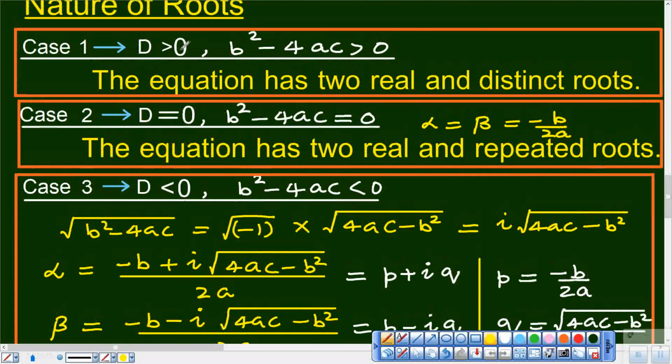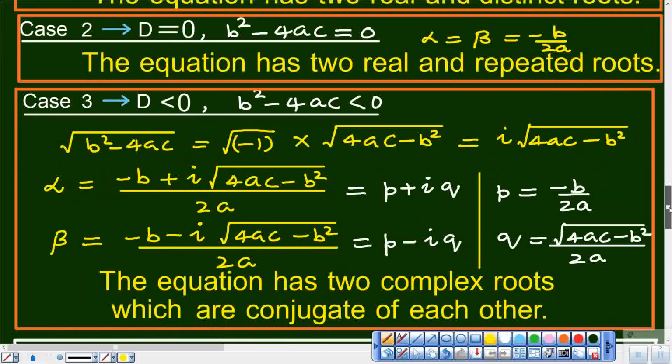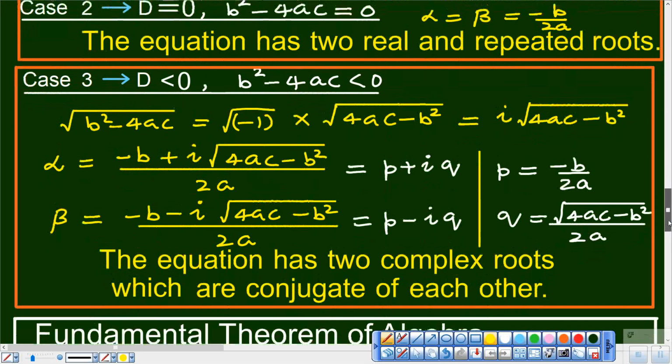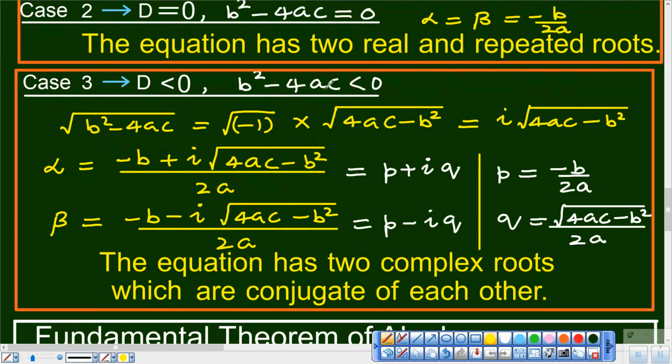In case 1, when the discriminant is greater than 0, it has real and distinct roots. In case 2, when the discriminant is equal to 0, it has real and repeated roots. Both the roots become the same, but it does not mean it is a single root. It has two roots, but they have become the same. And in the third case, when the discriminant is less than 0, the two roots are complex and they are conjugate of each other. That is the most important thing.